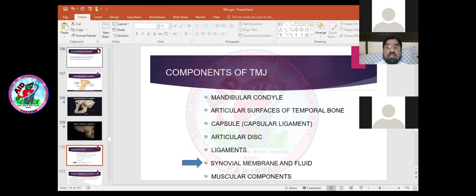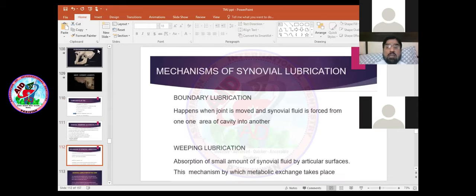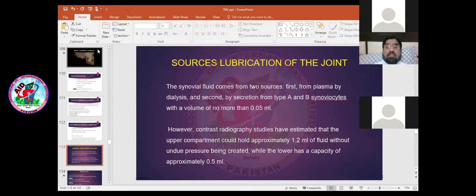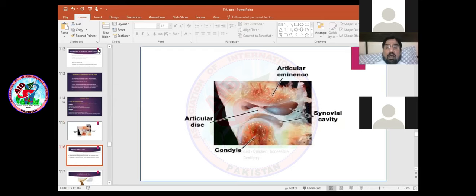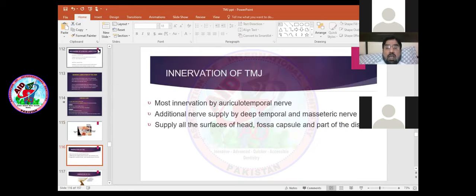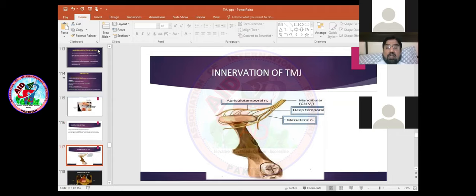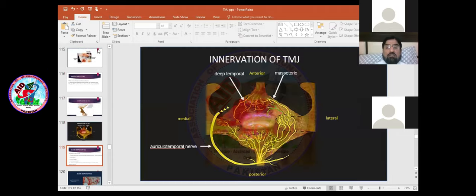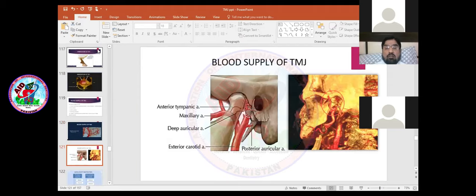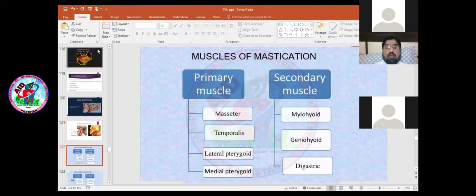Then we discussed the synovial membrane, the synovial lubrication mechanism, its sources, and the function of the synovial area. And lastly, we discussed the innervation, posterior, middle, and anterior innervation, all in detail. Then we discussed the blood supply from all the vessels, deeper and middle. The next time, we are going to cover the muscles of mastication and the secondary muscles. This we have covered today. I have just gone in a hurry to make a summary of what we have read today.